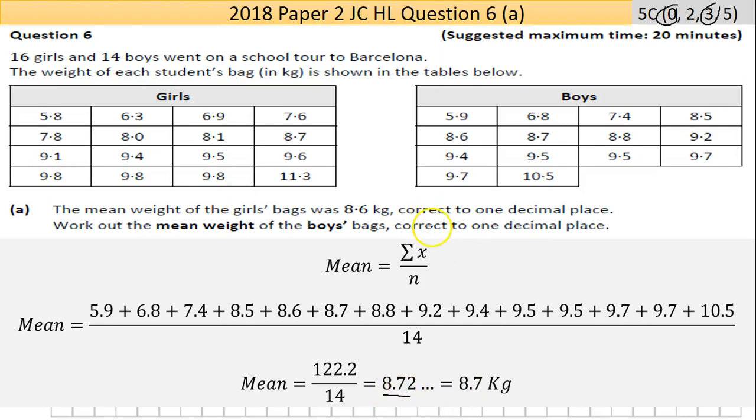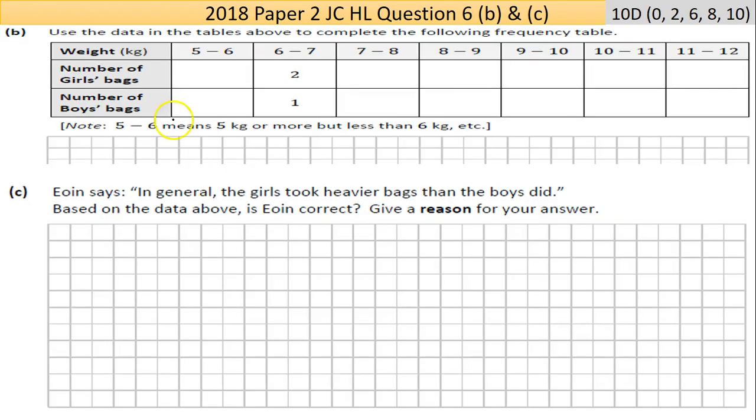I want to round that to one decimal place like the question asks. So the 2 is less than 4, so the next number stays the same. So 8.7, and my units were told to me as kilograms. Okay, part A. Now part B here gives me a blank empty table.